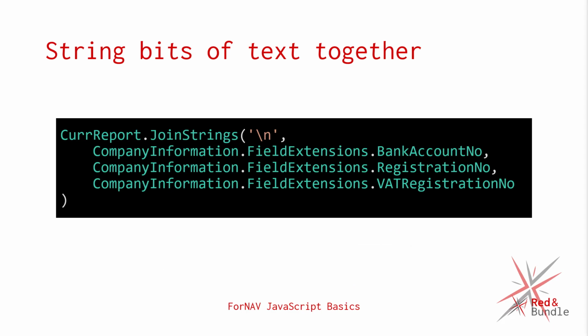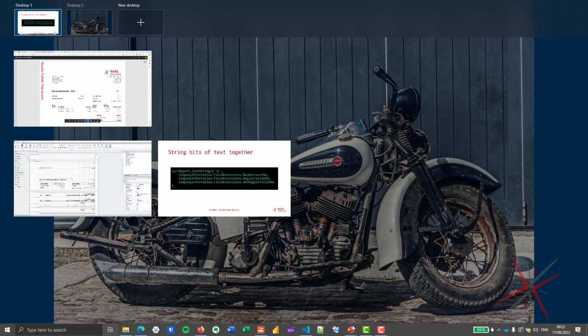We can take this stringing bits of text together a bit further, because ForNAV have added a function called join strings. And the function join strings joins a bunch of strings together, joins a bunch of text together with a separator. And let's go to our ForNAV designer.